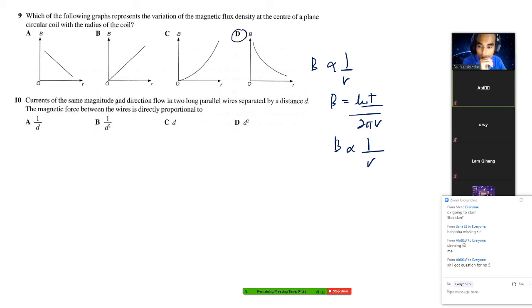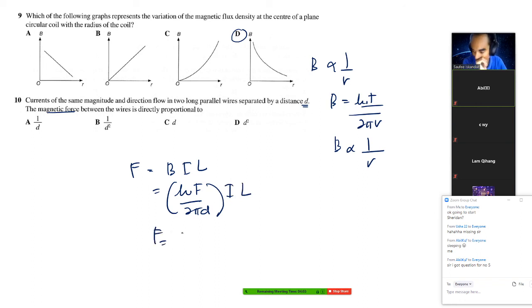Okay, a current of the same magnitude flows in the wire, affected by distance D. Magnetic force: F equals BIL and B is mu naught I over 2 pi D. So using the distance D, and this is IL, F is also inversely proportional to D. So question number 10, the answer will be A.